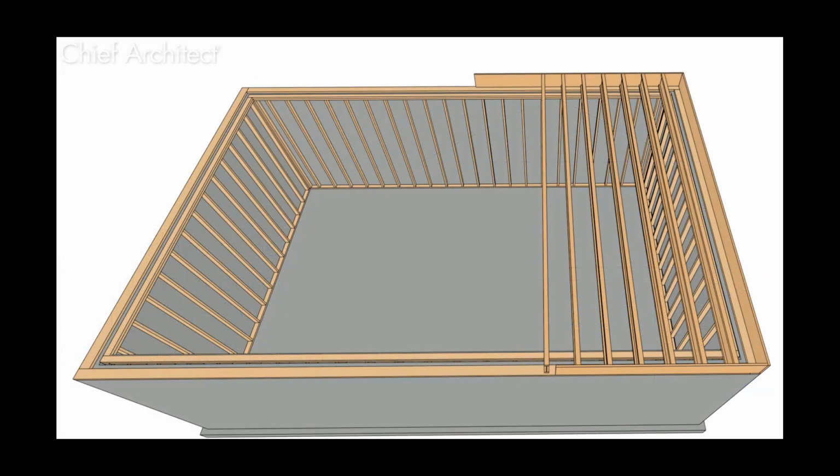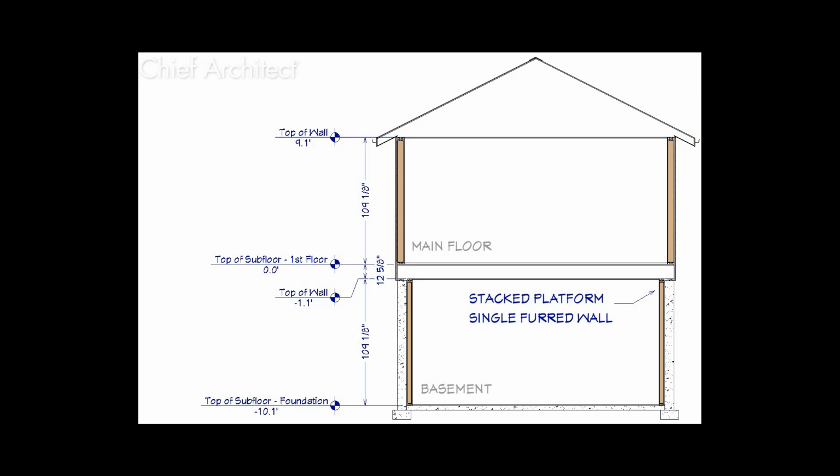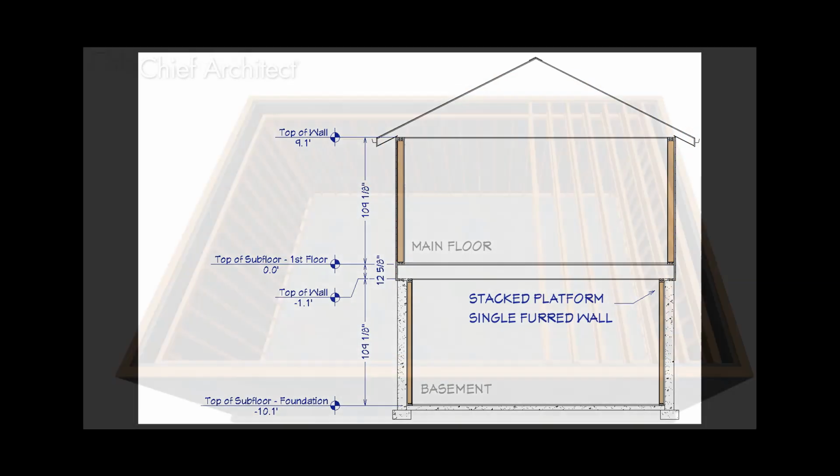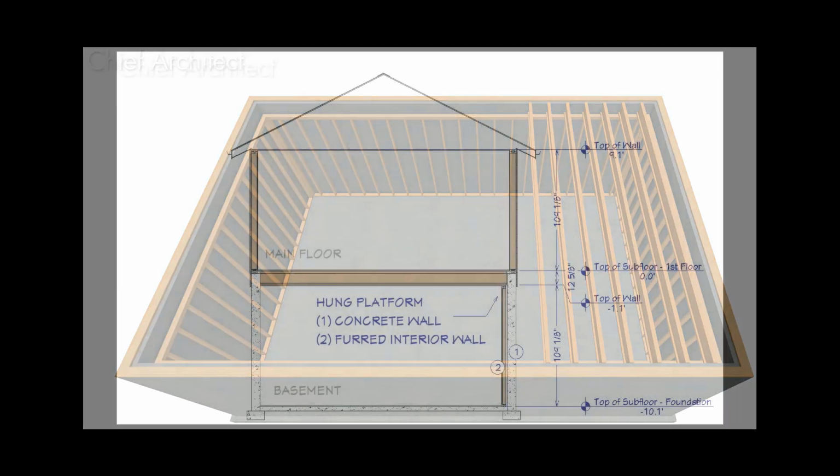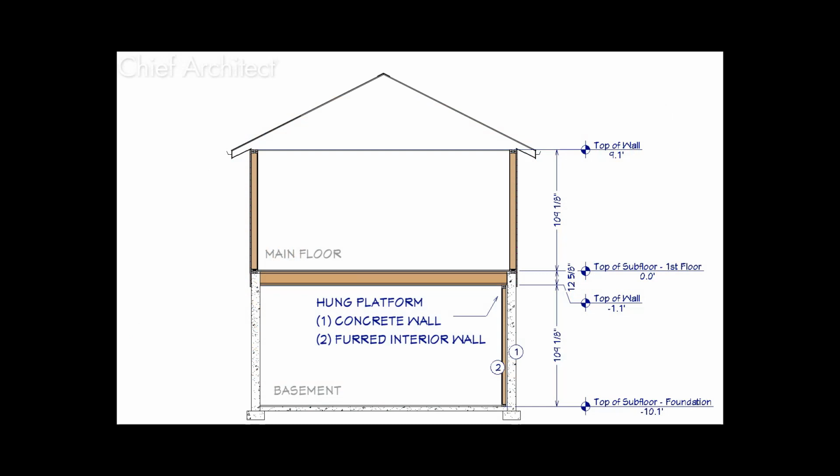A stacked platform is a more traditional construction technique where the floor joists or trusses bear on top of the wall. With a hung floor platform, the floor joists or trusses are hung from the bearing wall. This construction technique can help to eliminate the need for steps, allowing for a more accessible design.